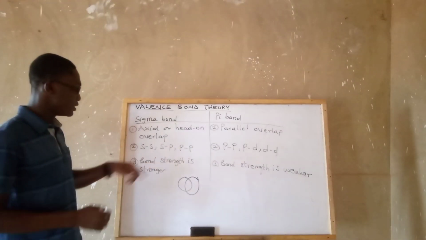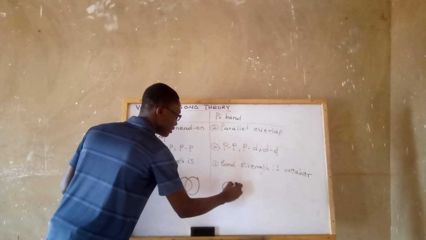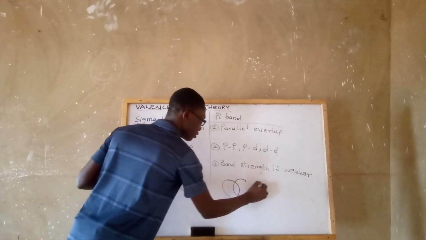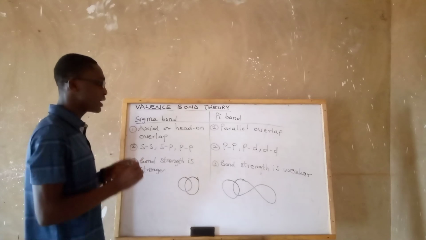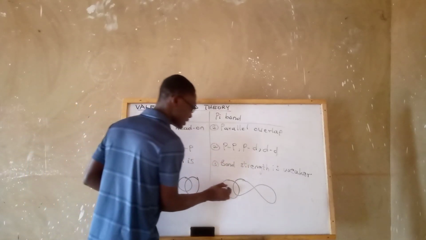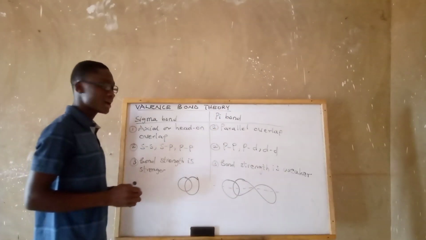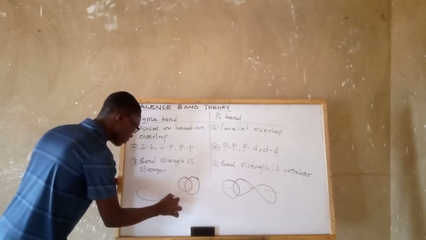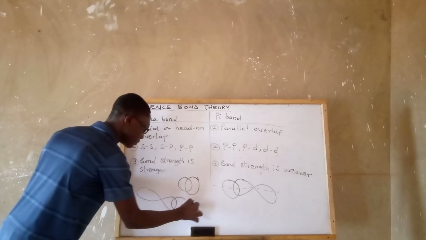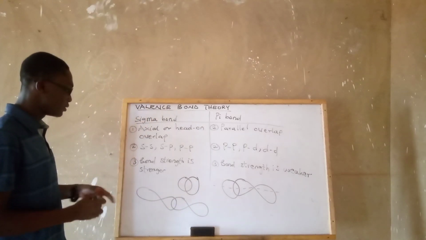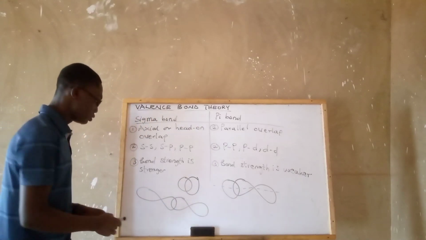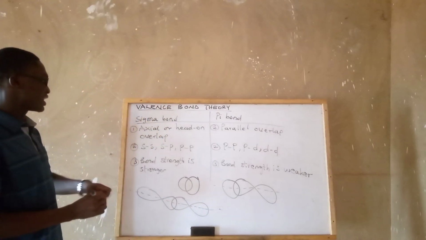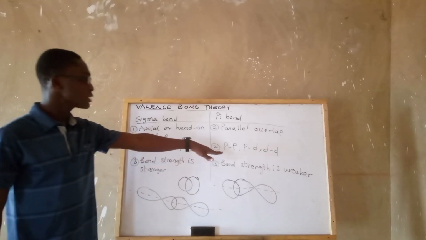And then you also have SP. So you have 1 S here and 1 P here. So they overlap head-on, or they are on the same axis, so it makes a sigma bond. You also have PP. So you have P here and P here. So for PP, they overlap head-on, or they lie on the same axis, to give us a sigma bond.